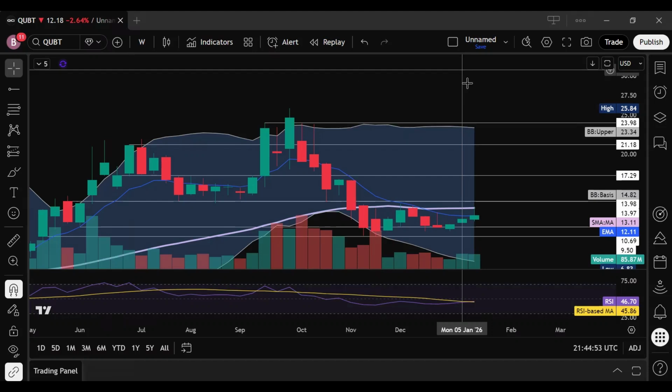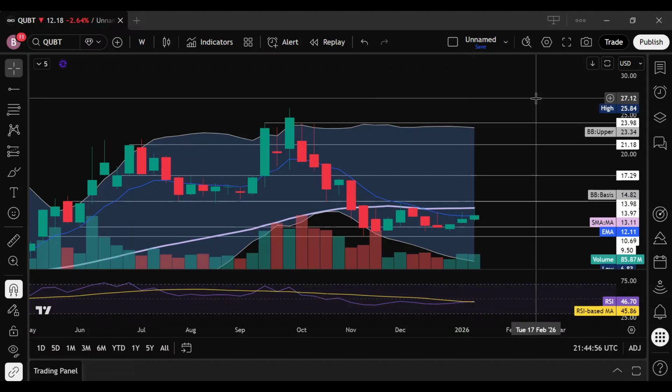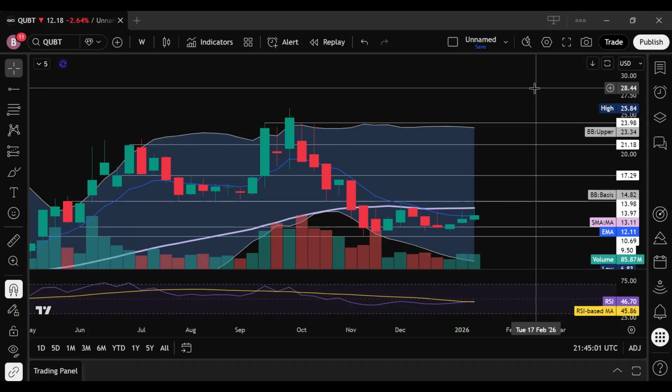We're going to take a look at quantum computing here on the weekly chart. We're trading at 12.18 currently. We are down on the day. We had a big pullback there towards the end in the overall markets, especially here in quantum.